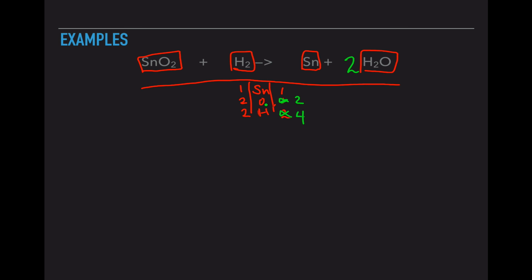So my tins are balanced, my oxygens are balanced. Now I'm going to balance my hydrogens. I have 2 and I have 4, so I want to put a 2 out front here to change that one to a 4. Okay?